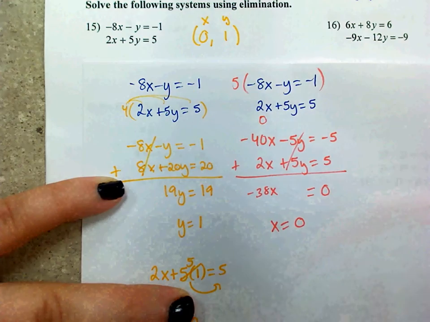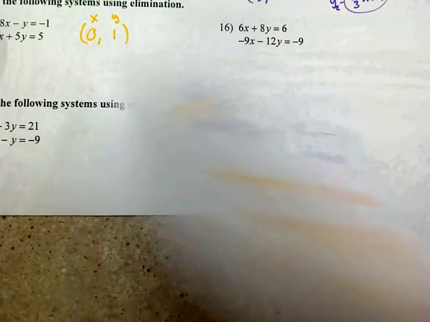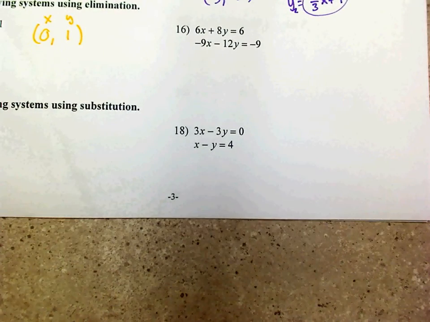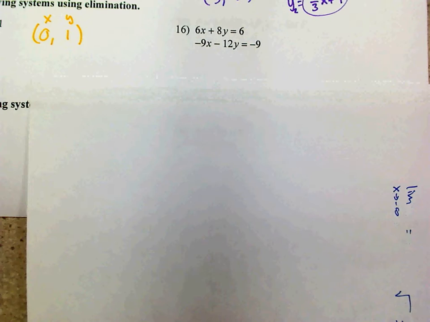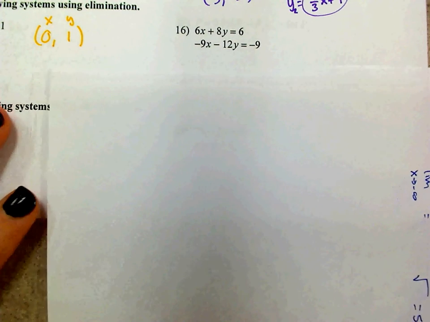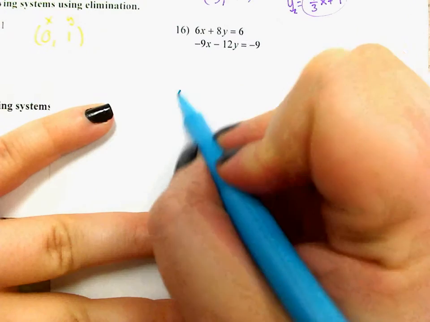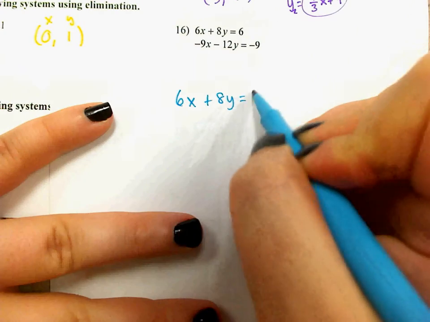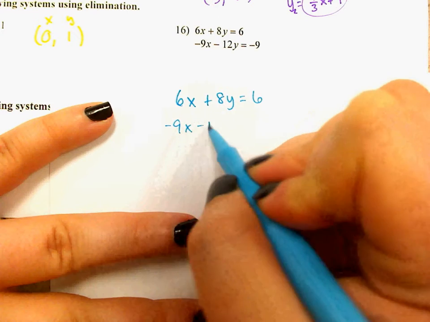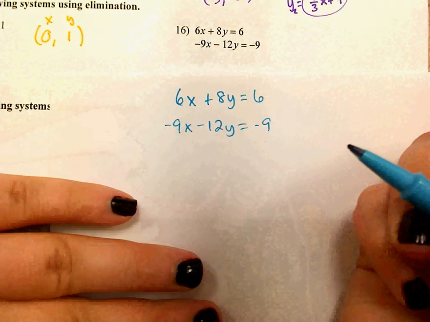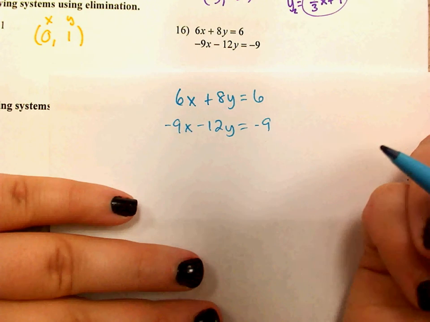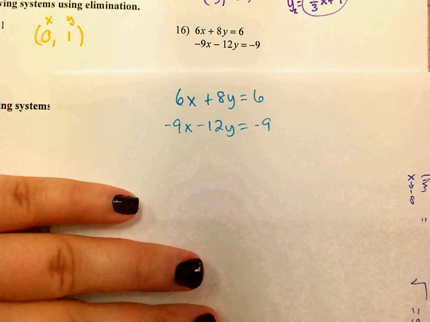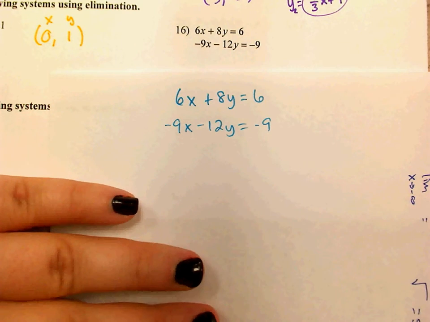So on this one over here, there's a couple things to think about with this problem. I'm going to go ahead and treat it as if you didn't do any kind of preliminary steps before you start solving. Okay? So if I had 6x plus 8y equals 6, and I had negative 9x minus 12y equals negative 9. And I said, I want to cancel out the x's. Well, what do they both go into? They both go into 18. 6 goes into it 3 times, and 9 goes into it twice. So I would maybe multiply the top equation by 3 and the bottom equation by 2. I don't need to make any of those negative because I've already got a negative here and a positive there.